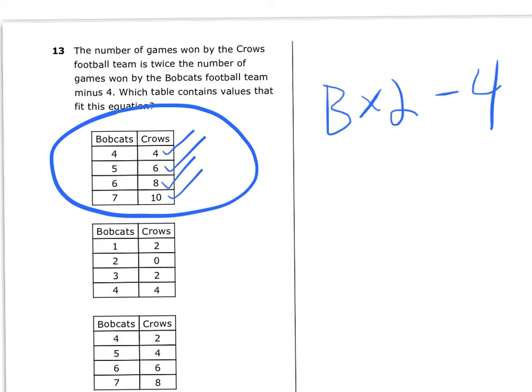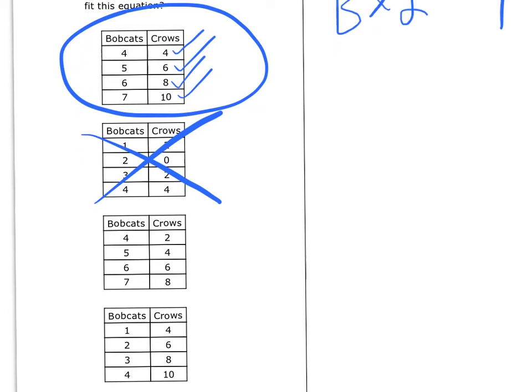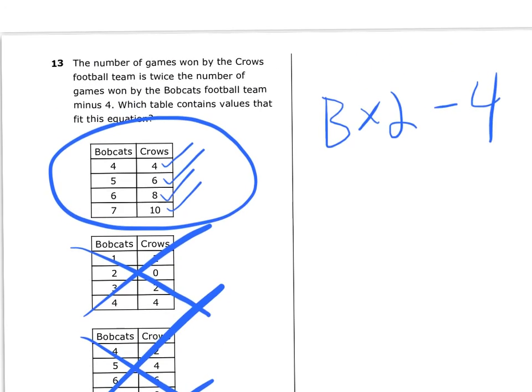Look at the next table. What's 1 times 2? 2. Doesn't work. We look at the third table. 4 times 2 is 8, not 4. Not 2. 1 times 2 is 2, not -2. Not 4. First one is our only good answer.